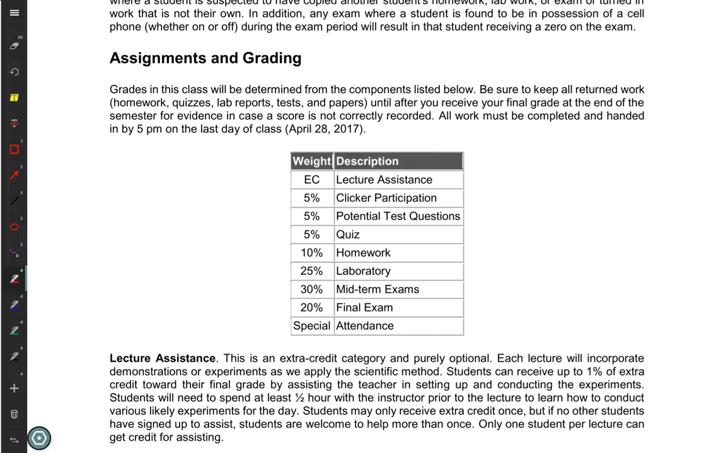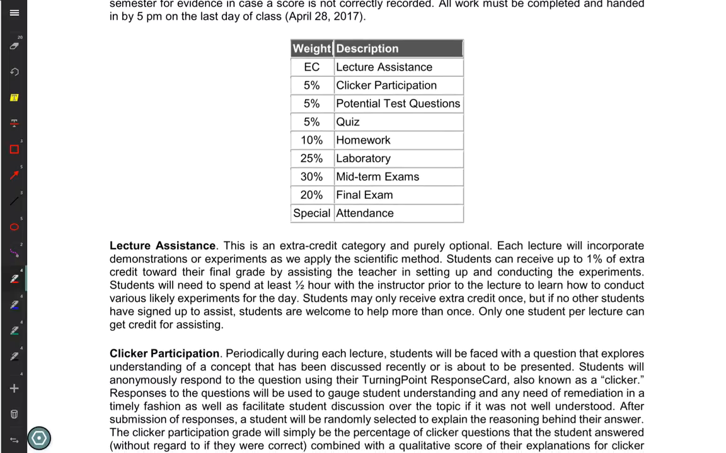For the clickers, I take a long time on these things. That's the clicker part. Potential test questions. Not today, but in every lecture after today, you will have to write down what you think would be a good test question based on my lecture of the day. Not based on the textbook, based on my lecture.